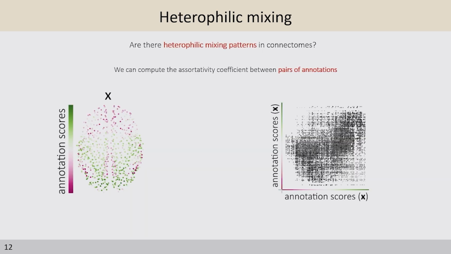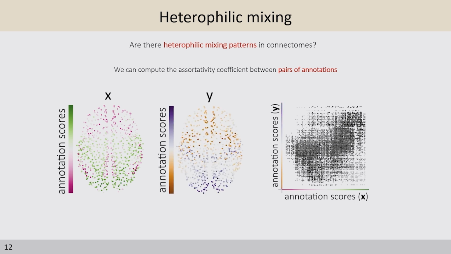And we didn't stop there. We investigated this concept of assortativity and homophily even more by looking at heterophilic mixing in the brain. So this is, again, relying on the assortativity coefficient. But this time, rather than looking at a single annotation, we chose to combine 2 annotations together and compare their assortativity. So here the question we're asking is, looking at individual regions in the brain, if a region has a high value for an annotation X, is it connected to regions of the brain that have a high value for another annotation, for example, annotation Y?